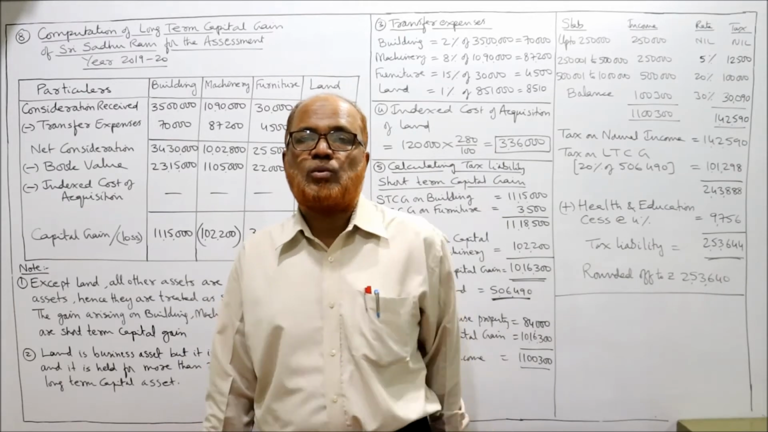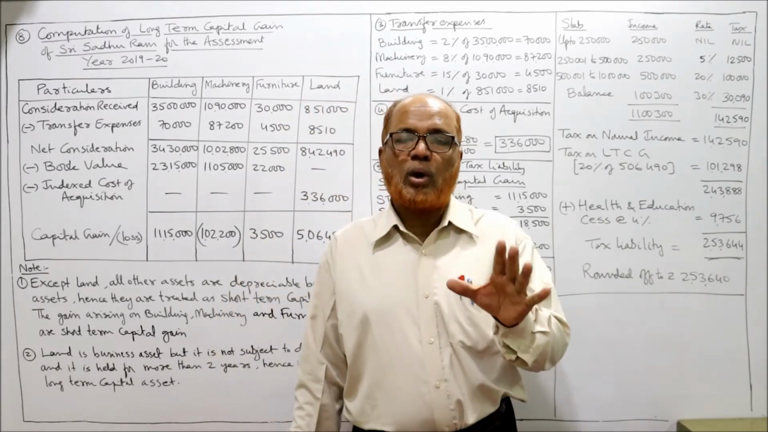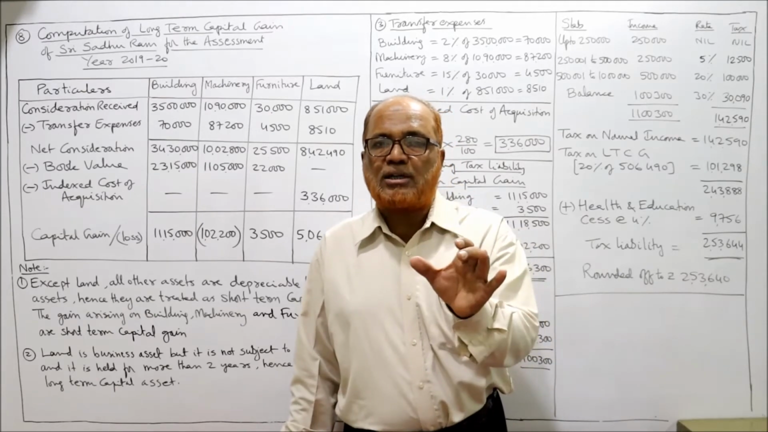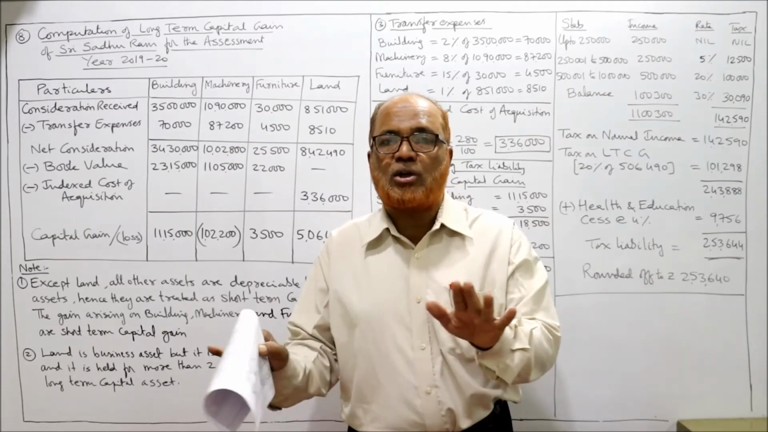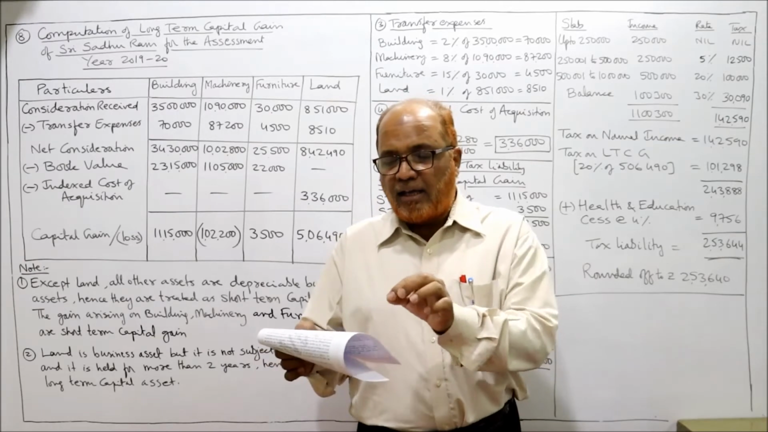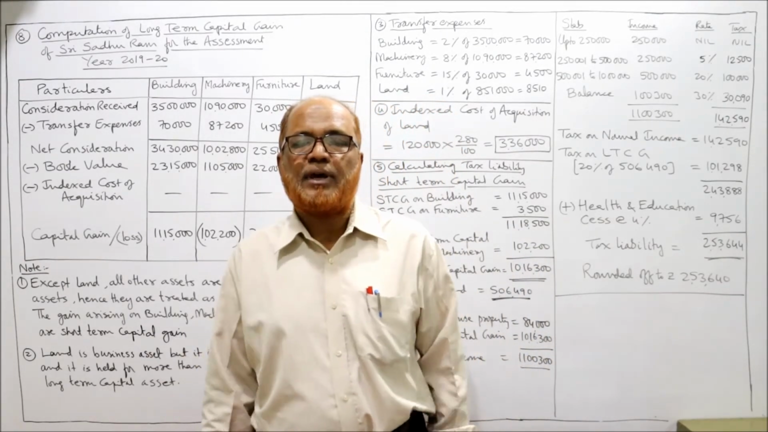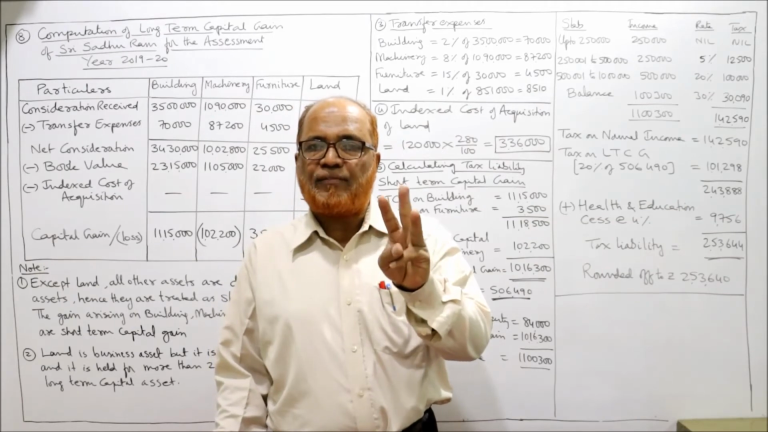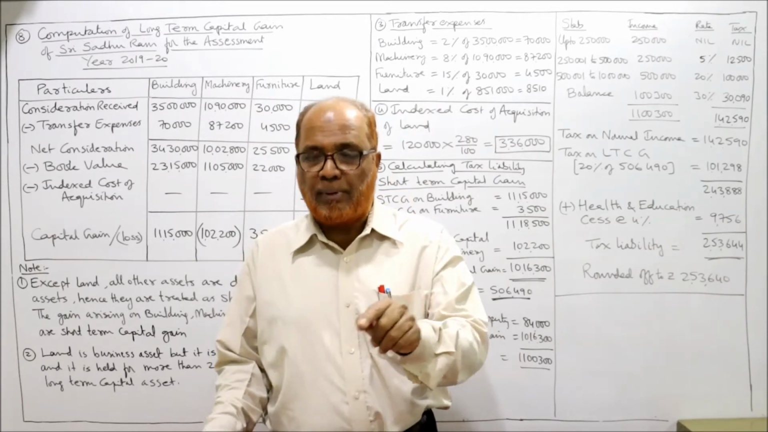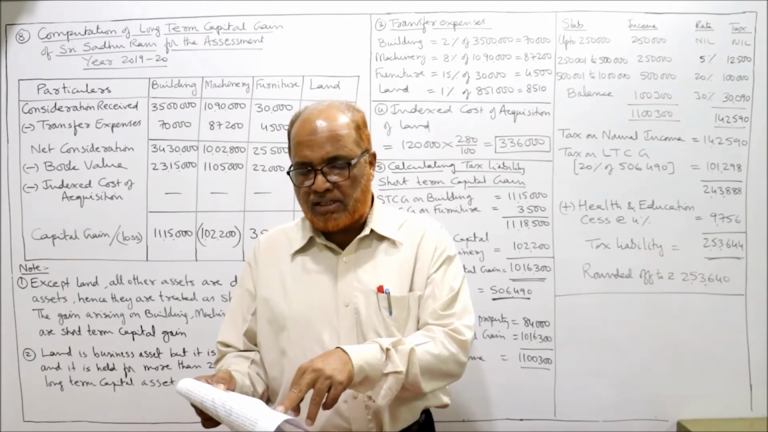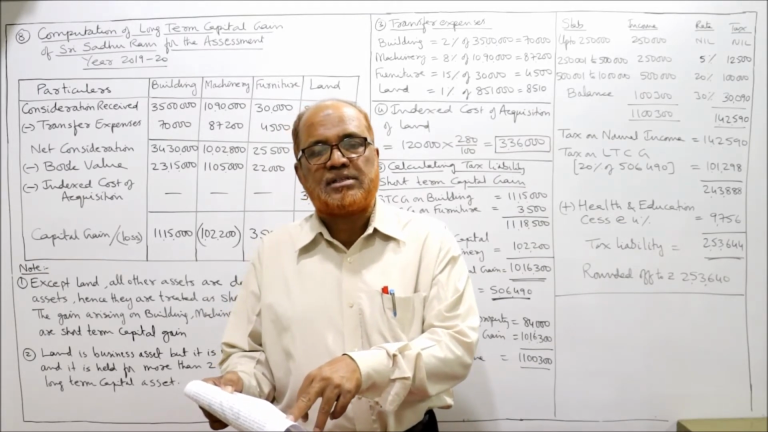Cost inflation index will be required only for long-term capital gain. For calculating short-term capital gain, cost inflation index is not required. And 4 assets are given: building, machinery, furniture, land. Of these 4 assets, the first 3 are depreciable. Building is a depreciable asset. Machinery is a depreciable asset. Furniture is a depreciable asset.